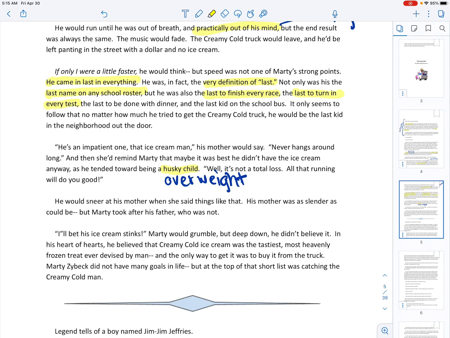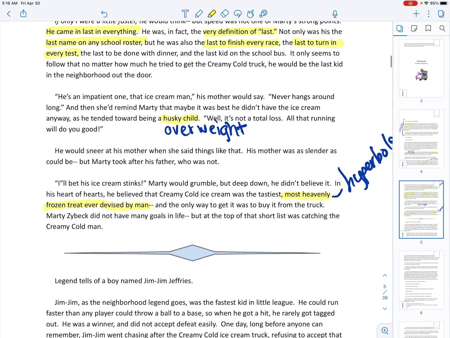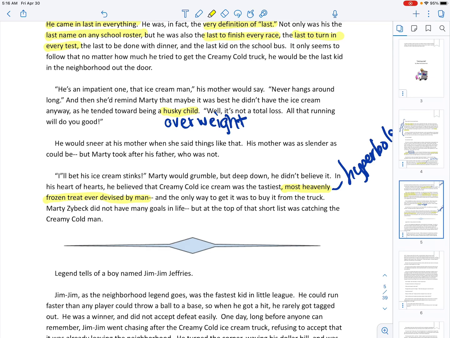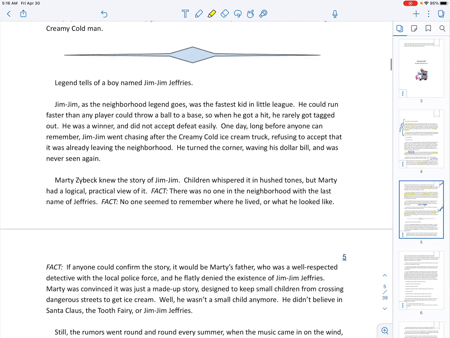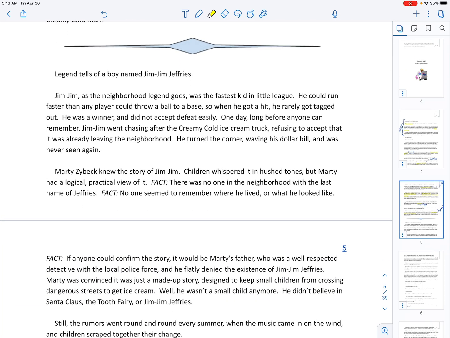So again, we have a little hyperbole, the most heavenly frozen treat ever devised by man. It's what Marty believes, but it tells us that Marty's obsession has him believing stuff that's greatly exaggerated. So when we see this little blue mark, that means we're at the beginning of a new section of the story, which means we can expect an illusion. So this particular illusion is fictional, and it gives us more back information about the story. Let's pay attention.